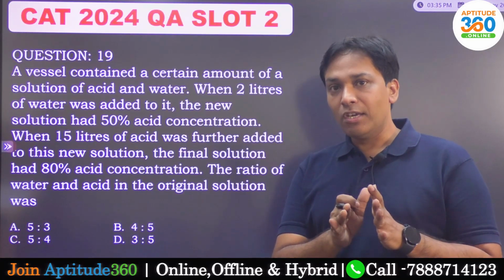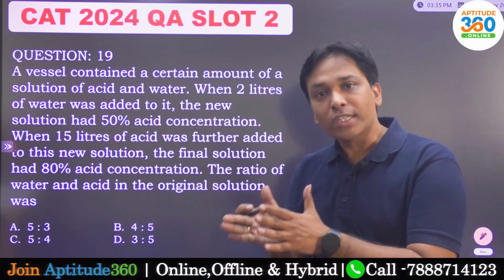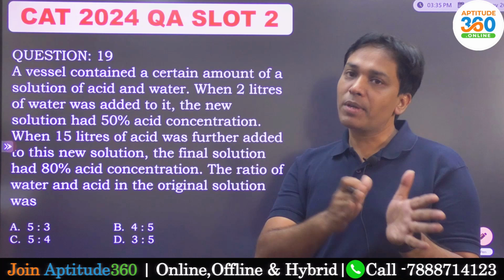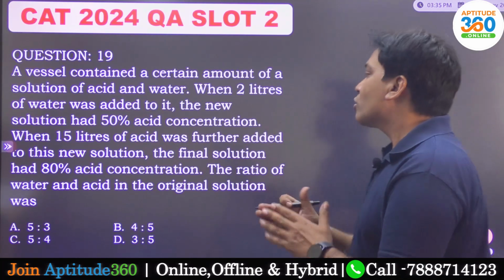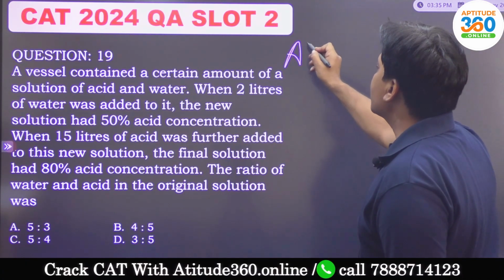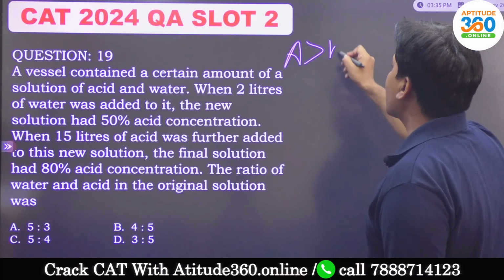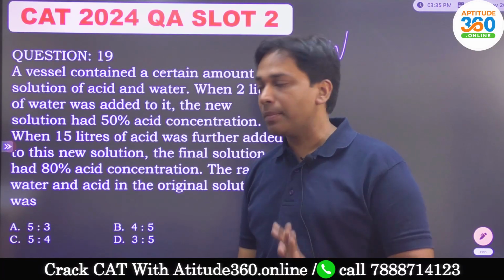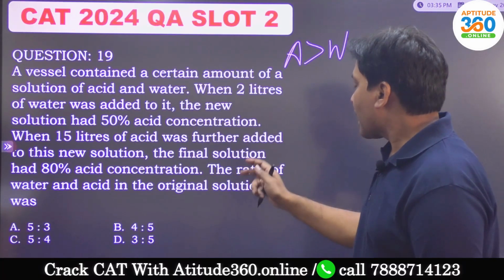So previously acid was more than that of water. Only then, when you're adding 2 liters of water, does the concentration become 50% and 50%. So one thing which is very clear is the concentration of acid must have been more than that of water in the original mix solution.